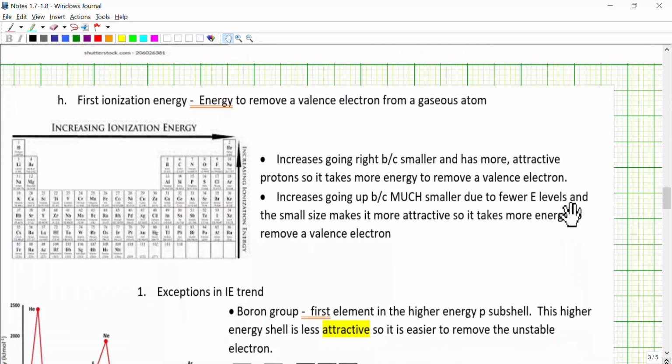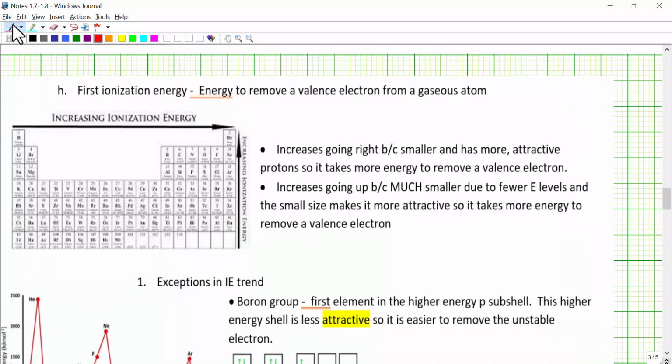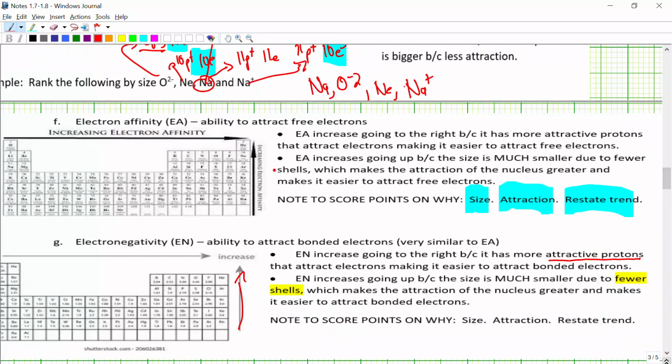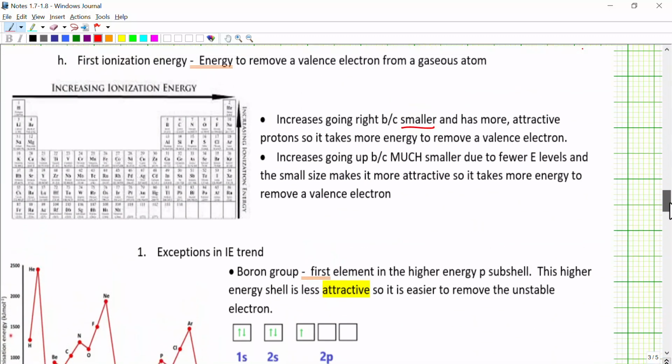All right, first ionization energy, mentioned before. Energy to remove a valence electron from the gaseous atom. It increases going to the right because if it's smaller, it has more attractive protons. Smaller, more attractive protons, size, attraction. So it takes more energy to remove a valence electron.